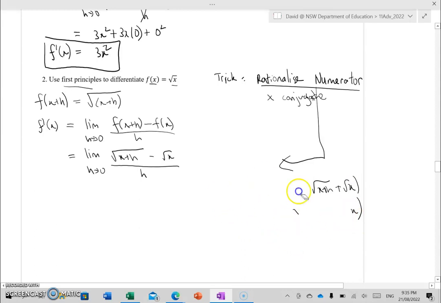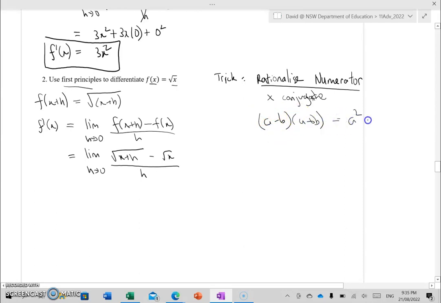Here we're going to do the exact same thing, but we're doing it for the numerator. So we're going to multiply by the conjugate, and then we're going to use the fact that a minus b times a plus b is a difference of 2 squares, which is the first squared minus the second squared. And you might wonder how this is going to get rid of that h down the bottom. Well, we'll just wait and see what happens.